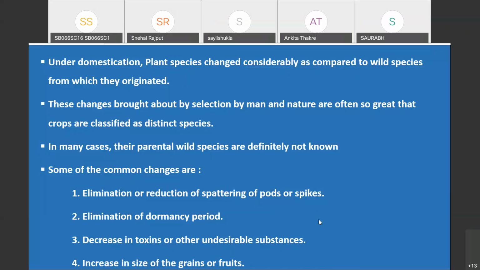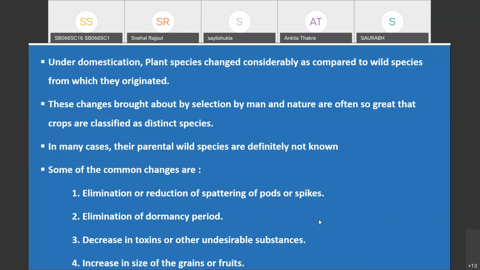ओके, तर ह्याचा अर्थ काय, जेव्हा ह्याचं वाईल्ड जेव्हा ते होते तेव्हा त्याच्यामध्ये काय, तर हे अनडिझायरेबल सबस्टन्सेस होते किंवा काही टॉक्सिक सबस्टन्सेस होते. पण त्याचं डोमेस्टिकेशन केल्यामुळं काय झालं, वर्षानुवर्षे कल्टिवेशन केल्यामुळं हळूहळू त्याच्यातले जे टॉक्सिक एलिमेंट्स आहेत किंवा हे जे अनडिझायरेबल सबस्टन्सेस आहेत हे कमी कमी होत गेले. Okay, that is the classic example.